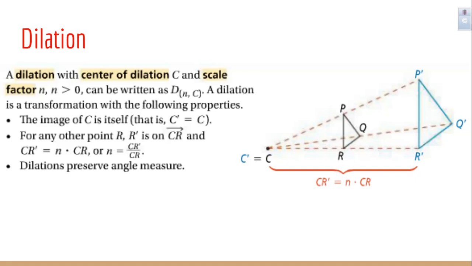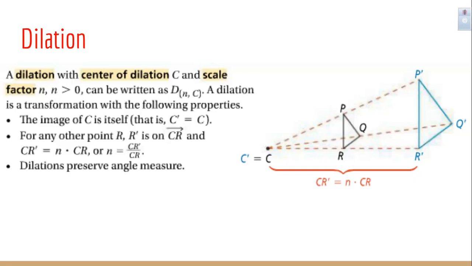A dilation is where we make something larger or smaller. You're always going to have a center of the dilation, some point, that reference point where we start, and we are going to dilate from that. The scale factor, which we'll use the letter N to represent, is the amount that we're either going to increase something or decrease it. So the scale factor is always going to be greater than 0, not a negative scale factor.